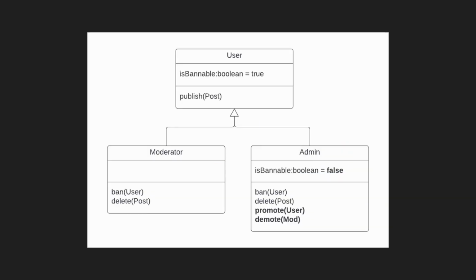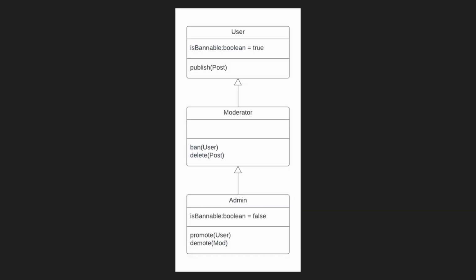In this example, moderators and administrators are both users. They can do whatever a regular user can do. Moderators and administrators are specialized users. And because administrators can do what mods can do, administrators are specialized moderators. The idea of inheritance is that instead of implementing the same functions and properties for each object, you can share them.